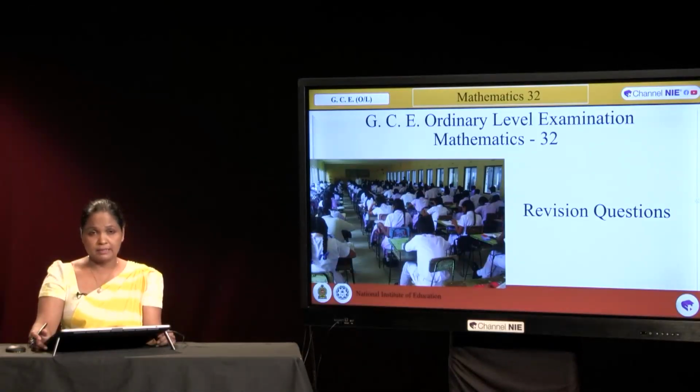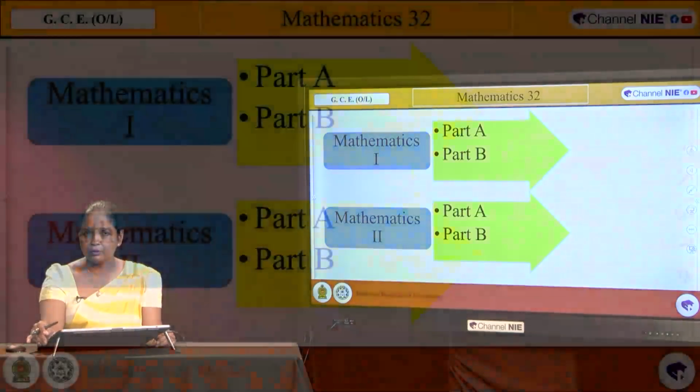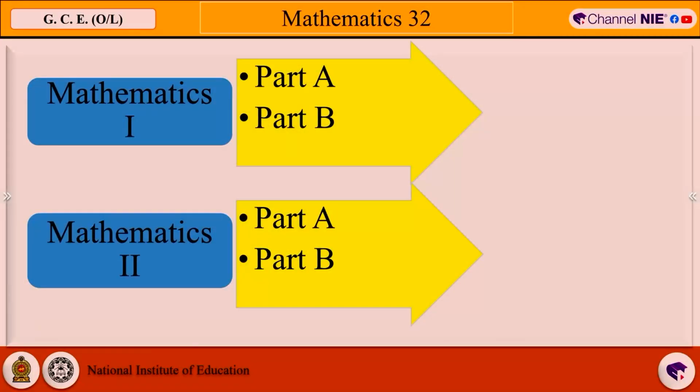Before we start discussing the questions, I think it's better to discuss the structure of the paper. So, we'll see how the mathematics paper is designed. First, as you all know, there are two papers for mathematics: Mathematics 1 and Mathematics 2. In Mathematics 1, you have two parts, Part A and Part B. In Mathematics 2 also you have two parts, Part A and Part B.